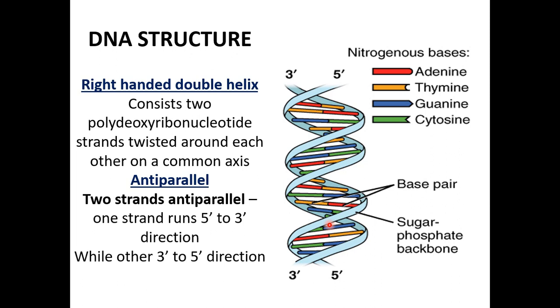Okay, so now let's see what the salient features of the DNA structure are. First thing is, it is right-handed. It is twisted, that is, the helix is twisted towards the right side. So it is a right-handed double helix. There are two strands, and they are twisted around each other on a common axis. There is an imaginary axis around which the two polydeoxyribonucleotide strands twist around each other to form a helix. Second feature, it is anti-parallel. Now, what does anti-parallel mean?